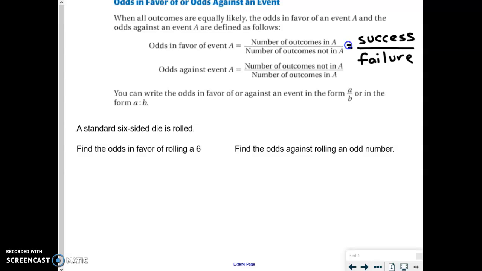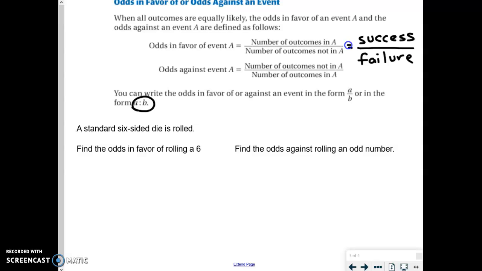When we write this, there are 2 forms that are acceptable, but the one that's most common is using the ratio in the form of A to B using a colon. You could write it as a fraction, but the reason that I generally teach it as a colon is because fractions are probabilities and the colon, those are odds.